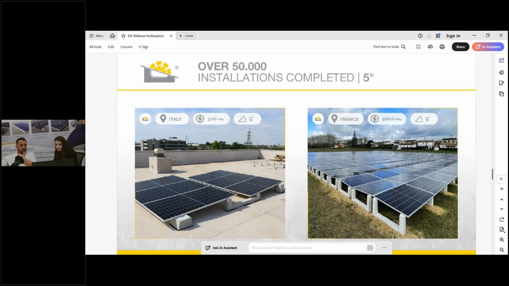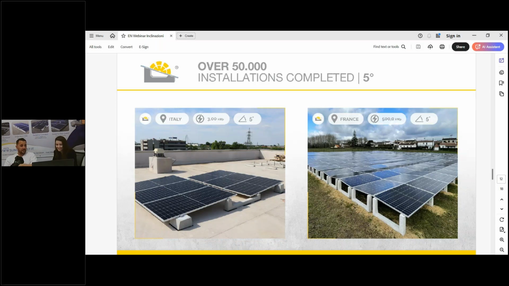The second reference that we're going to show you is one in Italy and one in France. We see two types: one is on a flat roof and another one is on pavement. And one is on the ground, right? It's ground. No, this one is pavement. Okay, for a moment I thought this was probably a green roof. No, it's a ground installation.